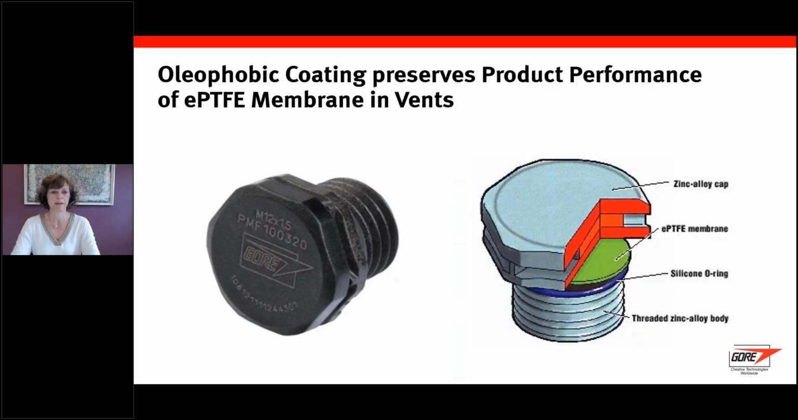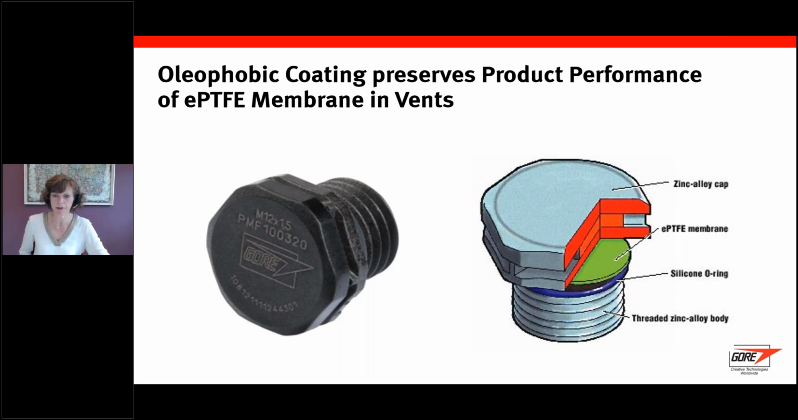Now let's take a look at the product and the process that I want to focus on today. On the left-hand side, you see a vent that is used, for example, in a motor to avoid corrosion. Moisture vapor can get out of this housing through this vent, but water drops don't come in. On the right-hand side, you see a model of the product, and here in green, you see the PTFE membrane, and this is coated with an oleophobic resin.